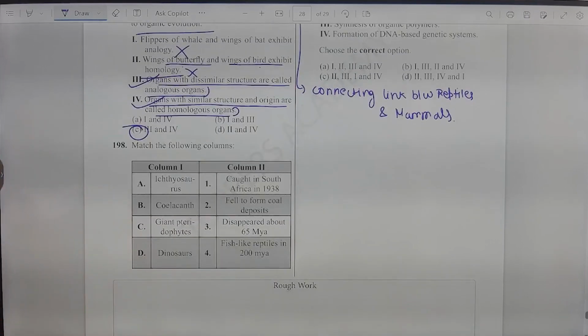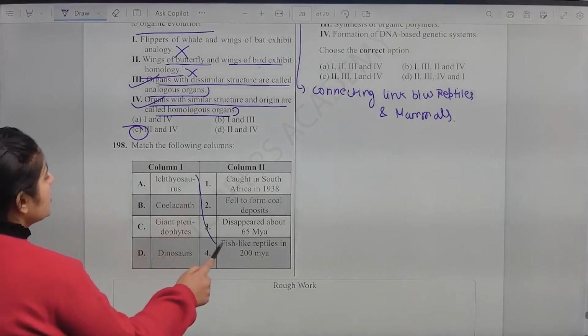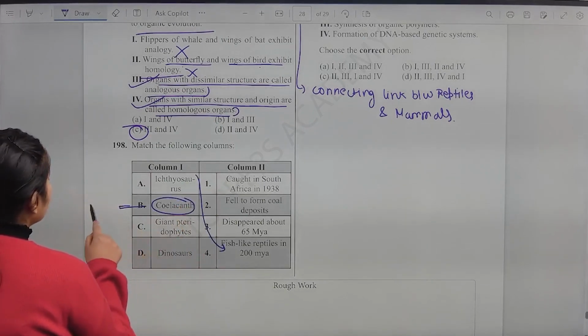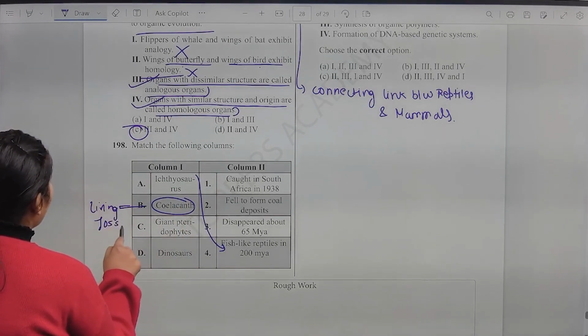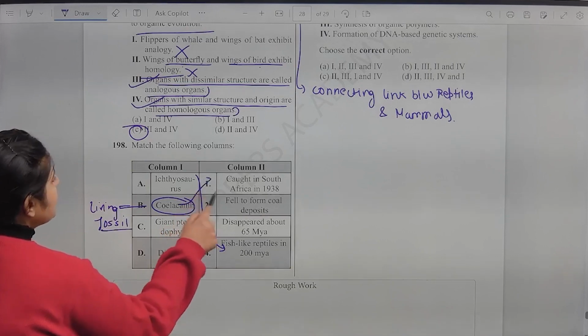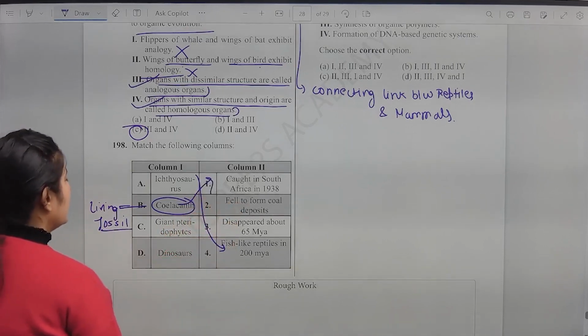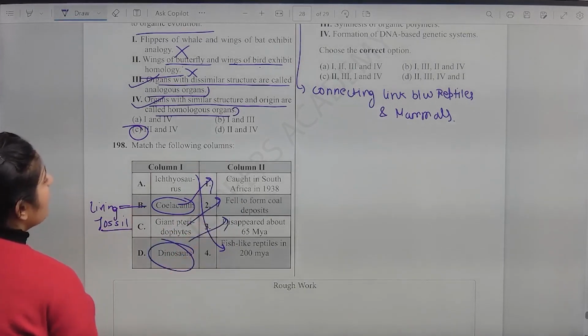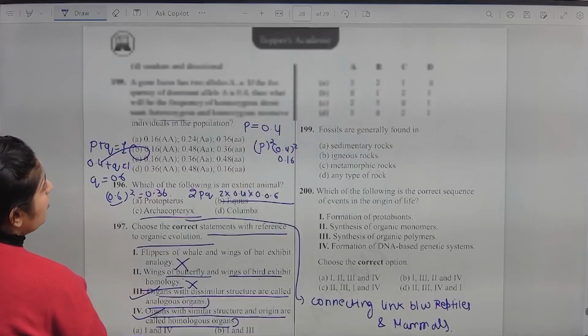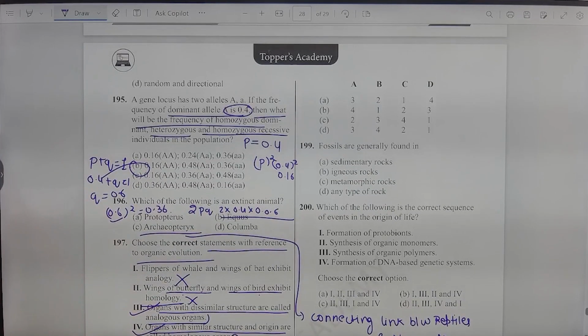Next, match the following columns. Now you have Ichthyosaurus. Ichthyosaurus is what? They are the fish-like reptiles from 200 million years ago. Coelacanth is what? Coelacanth is a living fossil, because they have lobe fins. Okay, and they were caught in South Africa in 1938. Next is giant pteridophytes, which fell to form the coal deposits, and dinosaurs, they disappeared about 65 million years ago. Okay, the correct answer is B.